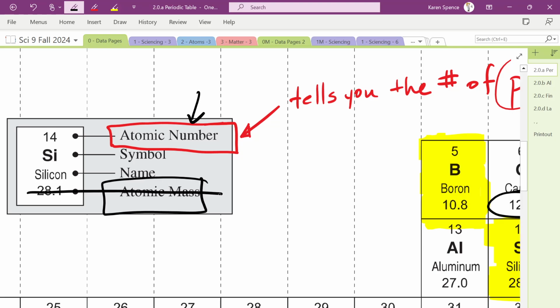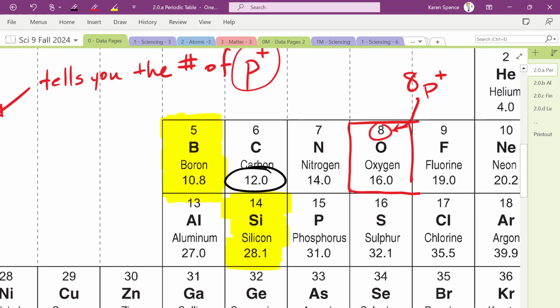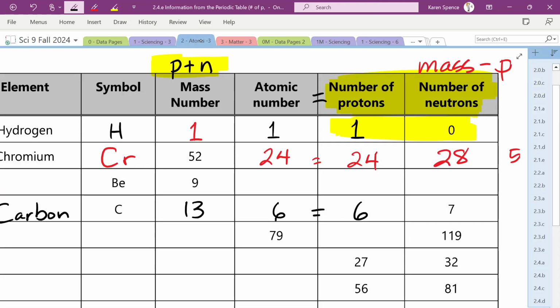Ignore it. What it really is, it is the average of all the isotopes, all the different versions of carbon in the universe. So if you take all the atoms and you average their mass, you will get 12.0. If you take all of silicon's atoms and average them out, you'll get 28.1. But when you're doing your exercises here, this is a specific isotope.